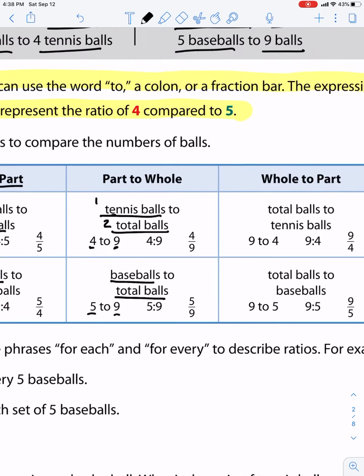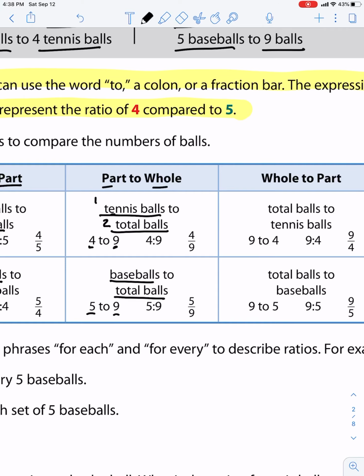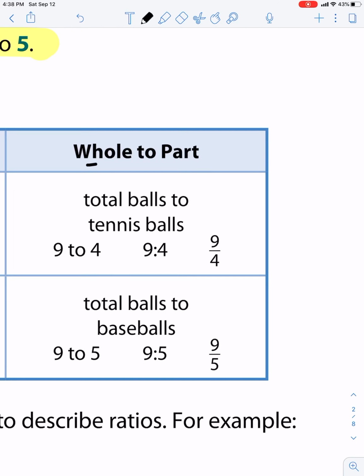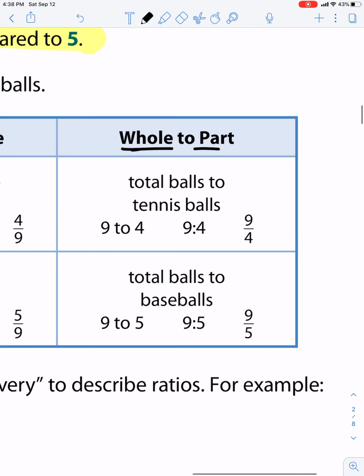Finally, we have whole to part. Now this one is not really something that we're going to be using a whole lot this year, but it is something that we need to mention. So in these ratios, they are comparing total balls to just the tennis balls. So the total balls would be first, and then the tennis balls would be second. And they also did it total balls to baseballs, where the total balls would be first, the baseballs would be second.